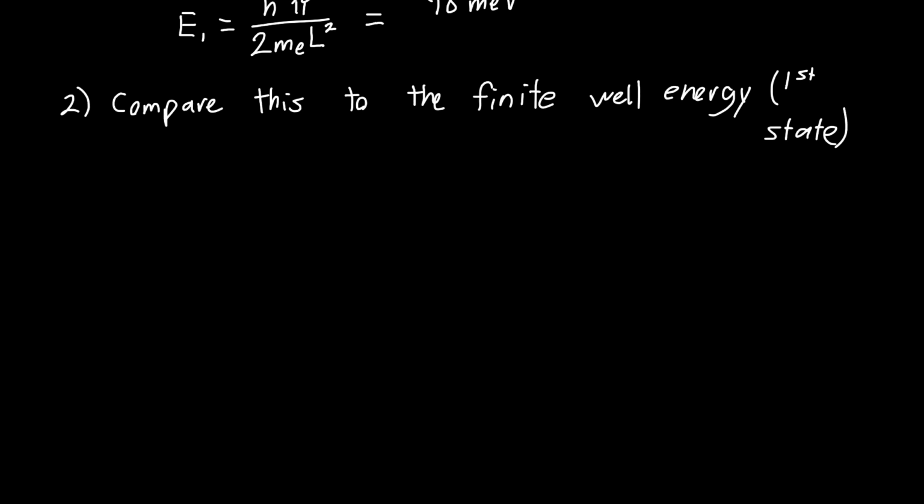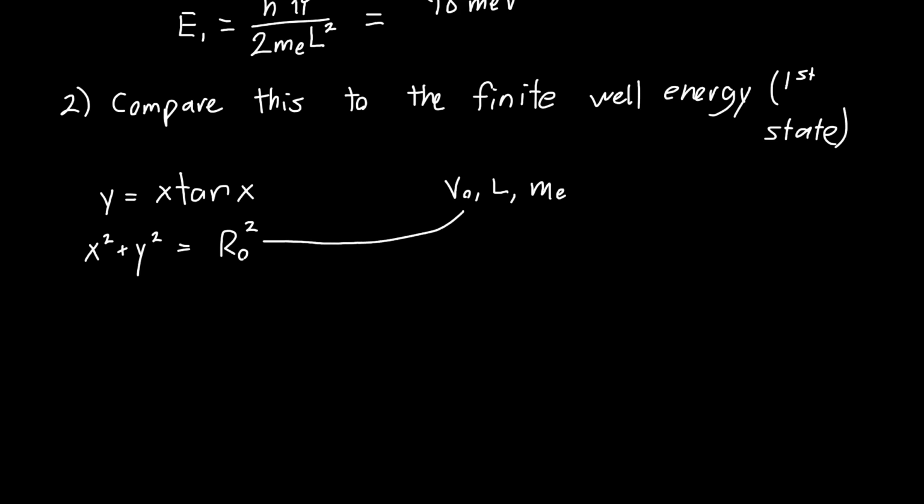The first thing to do in solving it graphically is we said that we had a couple of equations. We said we had y equal to x times tangent of x, and x squared plus y squared equal to r naught squared. All of the physics, like the potential, the length, the electron mass, is wrapped into this single unitless coefficient r naught. That's the first thing we need to find. Then we need to find where these two curves intersect. Where they intersect, that's where we have a solution.